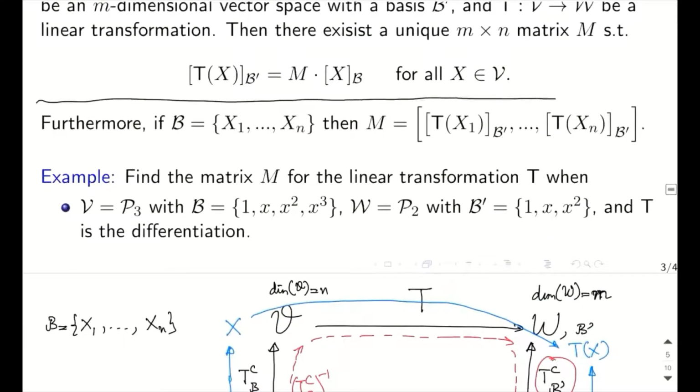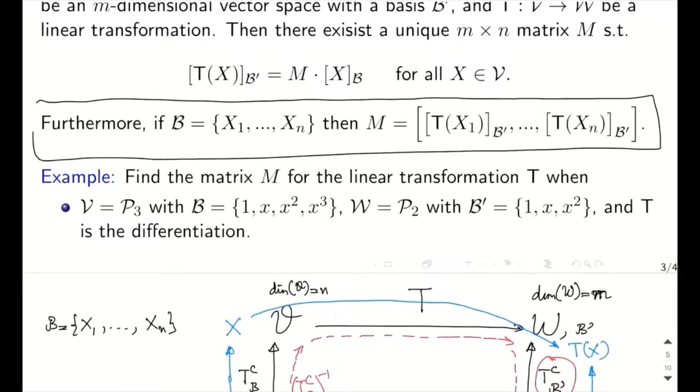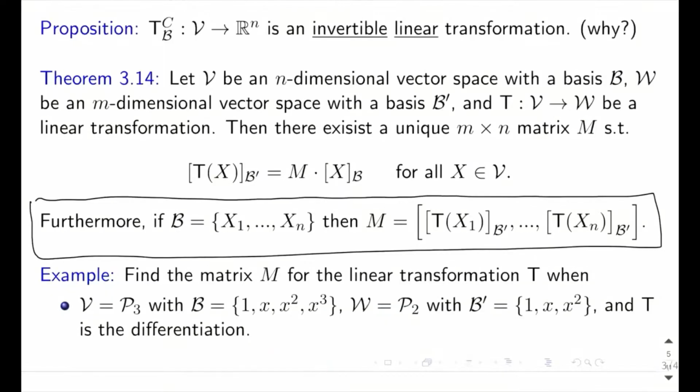Furthermore, if B is the basis containing x1, ..., xn, then the matrix M can be found by first computing T of x1 and then finding its coordinate in the basis B prime. That's going to serve as your first column. Then compute T of x2 up to T of xn and find their coordinates with respect to the B prime basis. That will form the next columns until the last column for you. So now we are going to do some computations to demonstrate the idea.